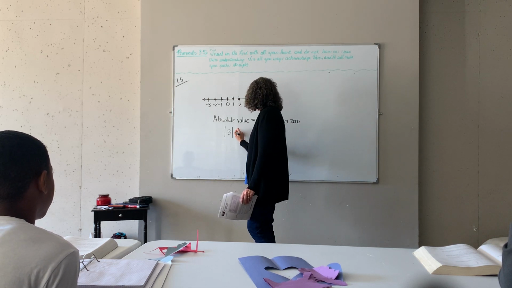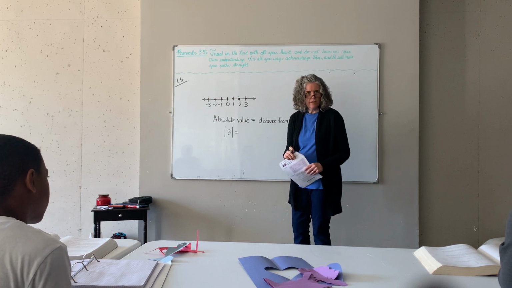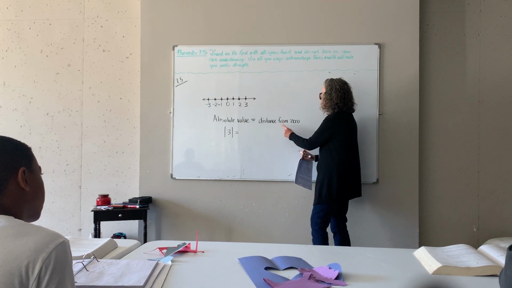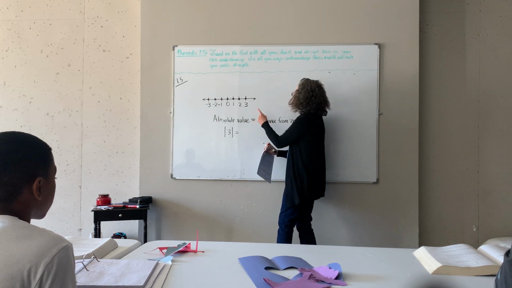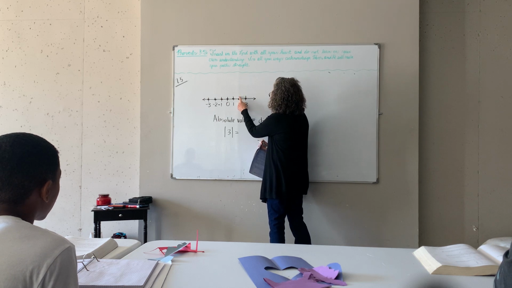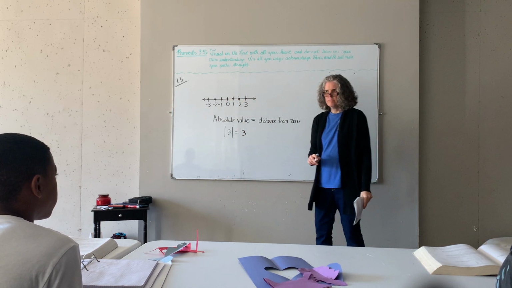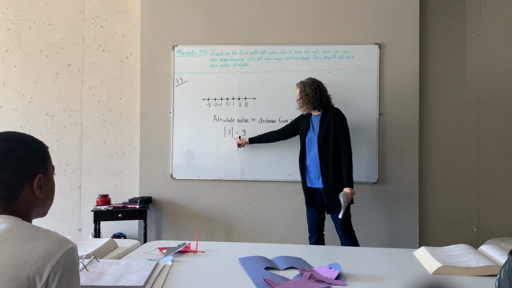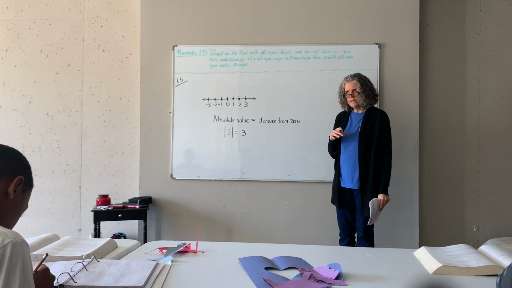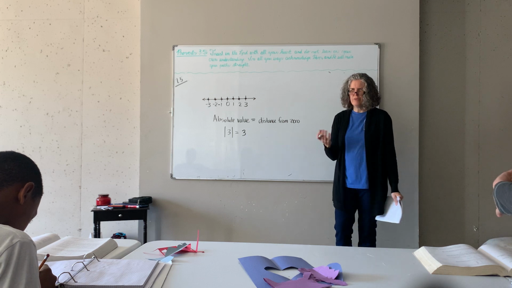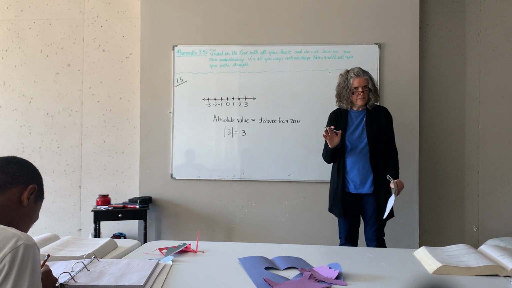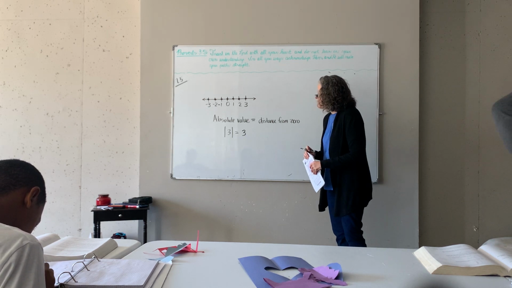All right, the absolute value of 3, all it means is how far is 3 from 0? Well, let's look. How far is 3 from 0? 1, 2, 3. It's just 3. Right? All right, write that one down. Absolute value of 3 equals 3. You may be like, well, that's easy. Okay, good. What's the absolute value of 2?